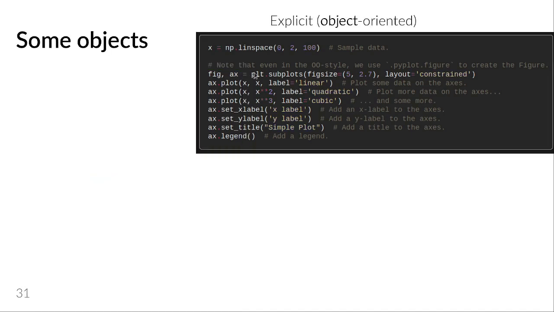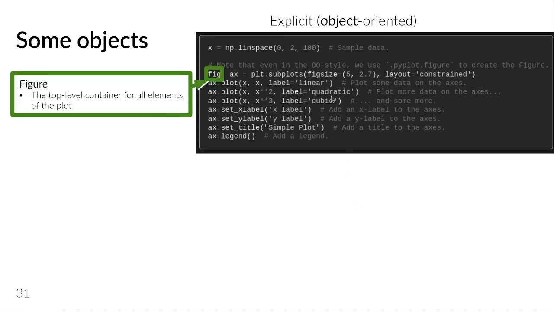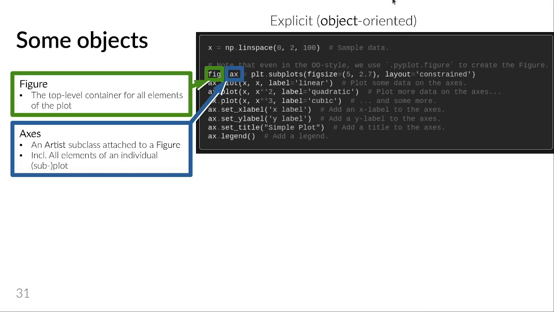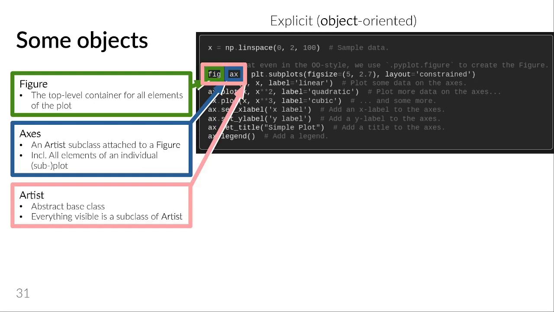Let's take a closer look at the important objects here. The fig variable is an instance of the figure object. It's the top level container for all elements of the plot. The ax variable is an instance of the axes object. It's a subclass attached to the figure, and it includes all the elements of an individual plot. Both the figure and the axes objects are from the artist base class, and an artist is something that uses a renderer to draw on a canvas.